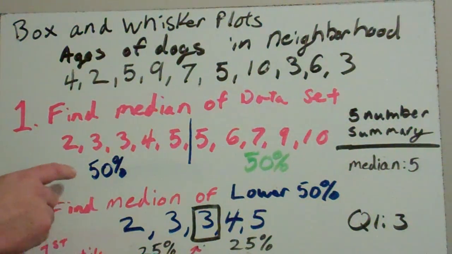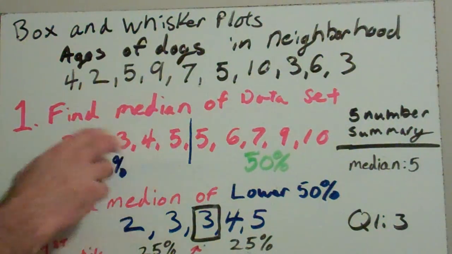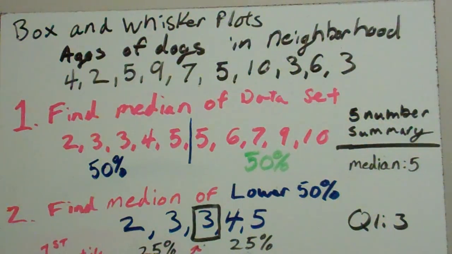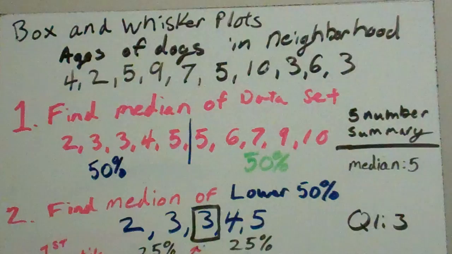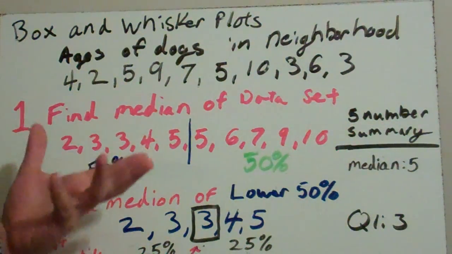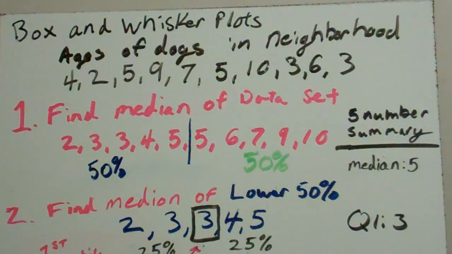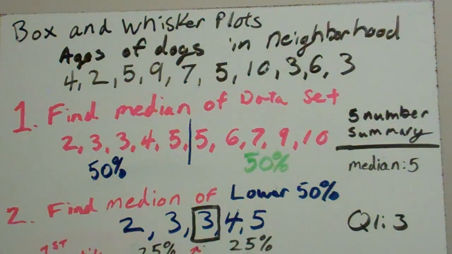Okay, so we now have all of our numbers broken into two separate pieces that are equal. They both have 5 numbers. And then if you look over to the right, I've put what's called a 5-number summary. Those 5 numbers that we're going to develop from our pieces of data are going to drive our box and whisker plot. So we have our median indicated, and that is 5.